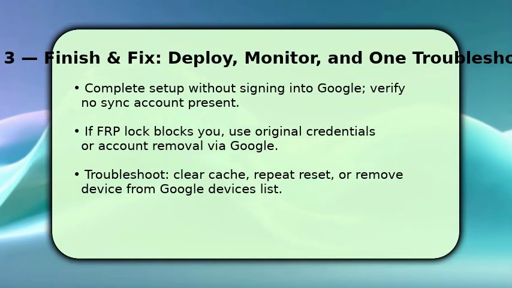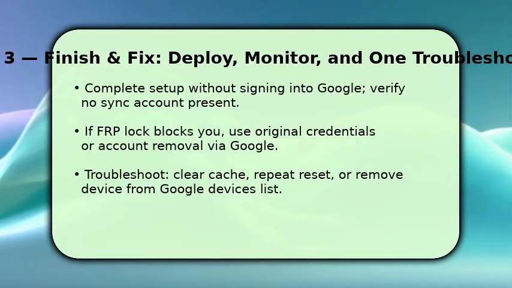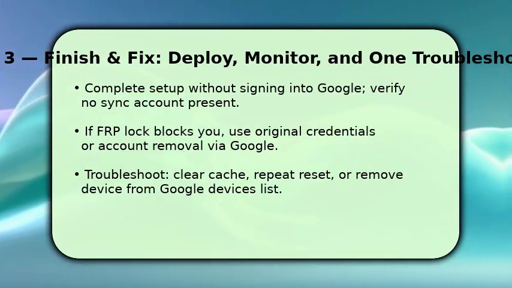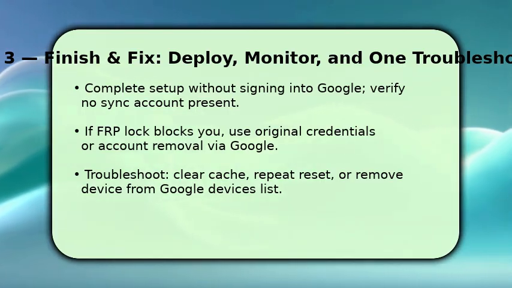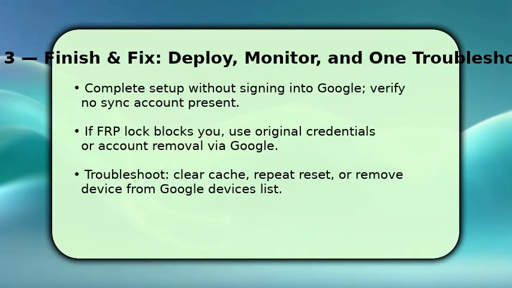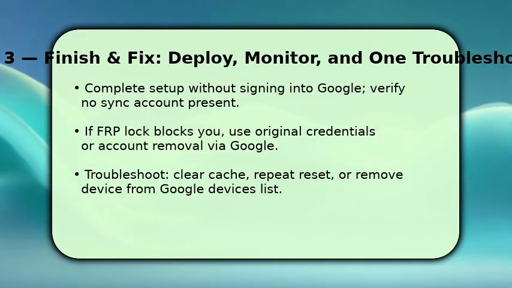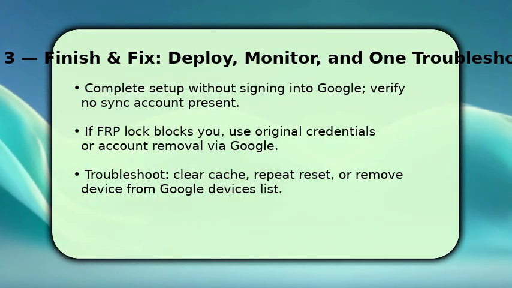If factory reset protection prompts for the original account, use the original credentials or remove the device from the Google account on My Account. Google. Stay calm and retry setup. If things go wrong, clear the Play Services cache, redo the secure factory reset, and double-check the device list in your Google account. These steps resolve most reattachment and sync token issues.